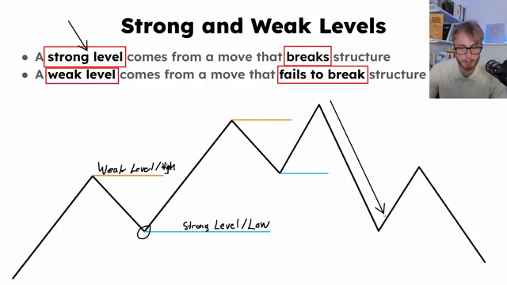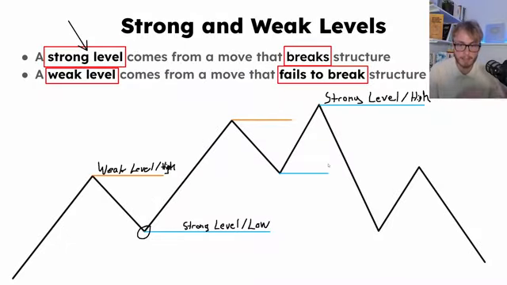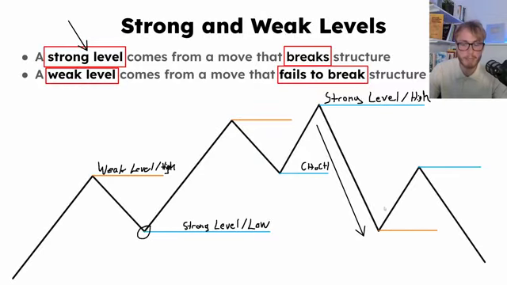But what about this move then? Well, this right here is actually a strong level or a strong high. And why is this a strong high? Well, this move breaks the previous low. Remember, this right here is a change of character. And I see both levels that break structures and levels that break characters as strong levels. For the same reason, this right here is a strong high because it breaks the low. And this right here is a weak low or weak level because it fails to break above this point.